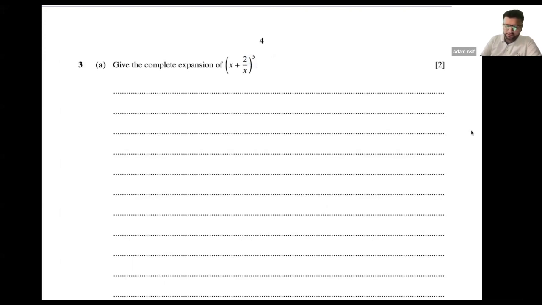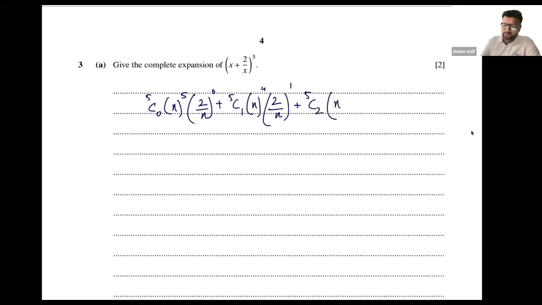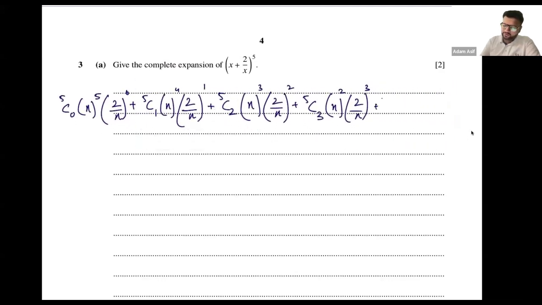Let's expand this. So the first term is going to be 5C0 x to the power of 5, (2/x) to the power of 0, plus 5C1 x to the power of 4, (2/x) to the power of 1, plus 5C2 x to the power of 3, (2/x) to the power of 2, plus 5C3 x to the power of 2, (2/x) to the power of 3, plus 5C4 x to the power of 5 minus 4, (2/x) to the power of 4, plus 5C5 x to the power of 0, (2/x) to the power of 5.